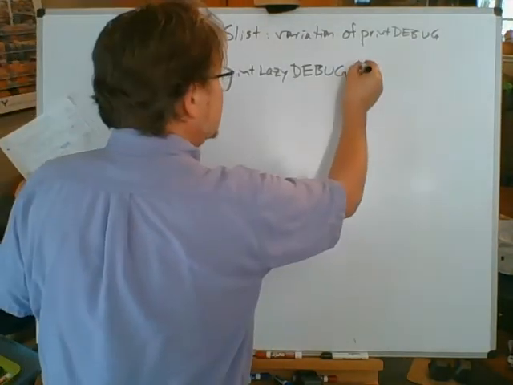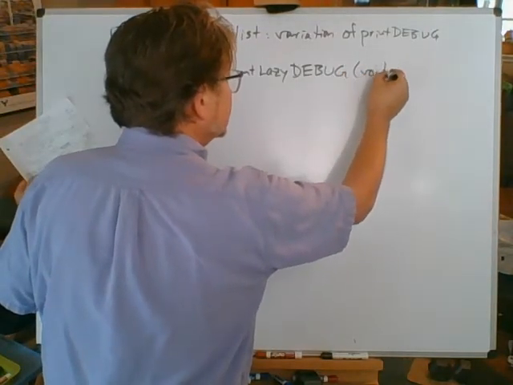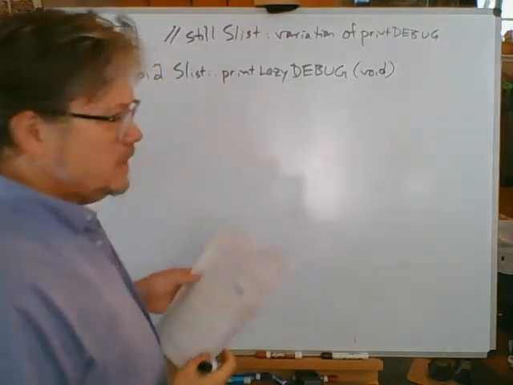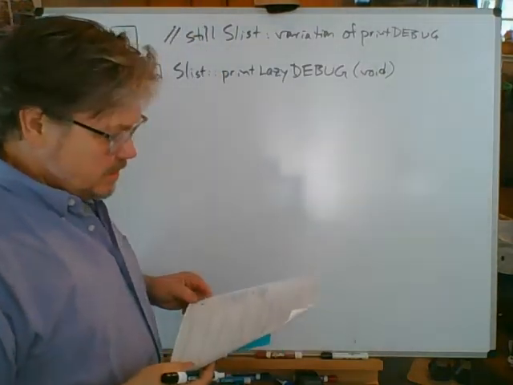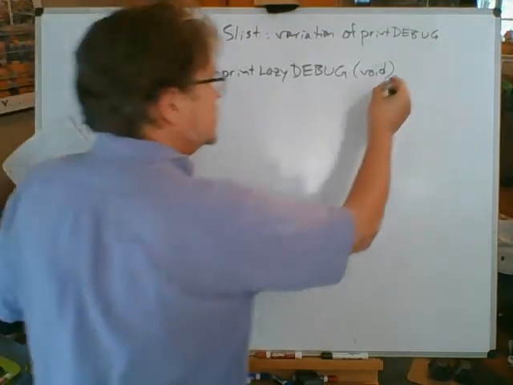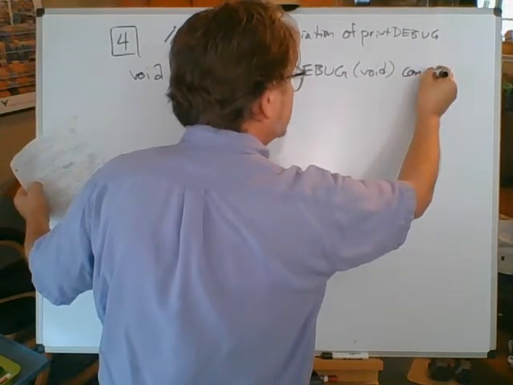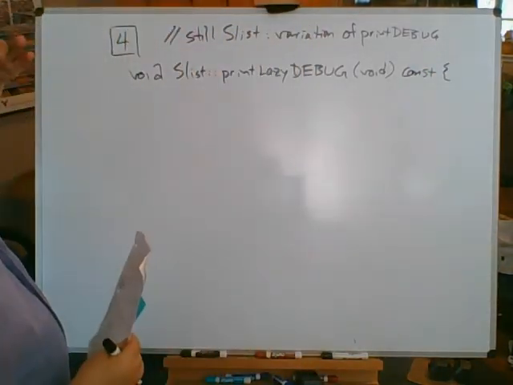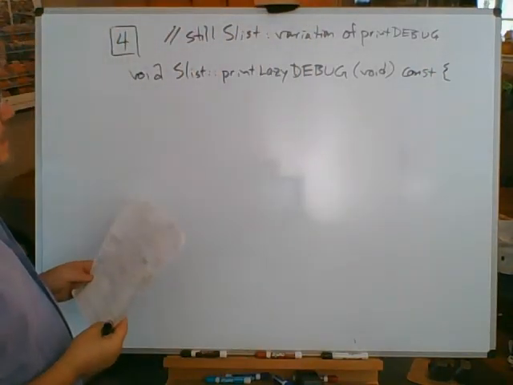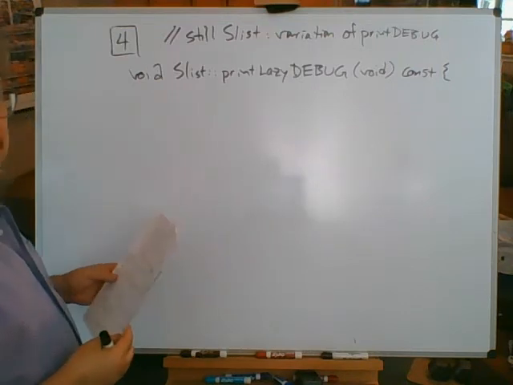We don't pass anything in. It's examining the current state of the object without changing it. It's just printing out stuff to the screen, so it can't move the cursor, can't change the head or tail or anything. So it is an accessor, and it does have to have const for that reason. There we are. Print lazy debug, void const.